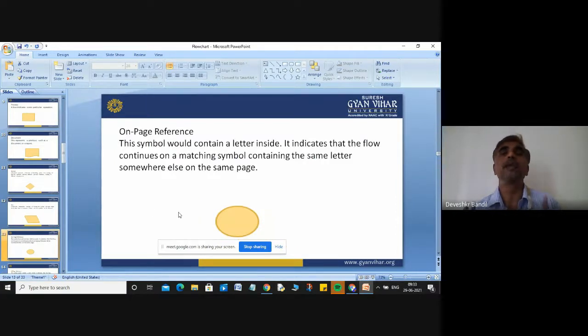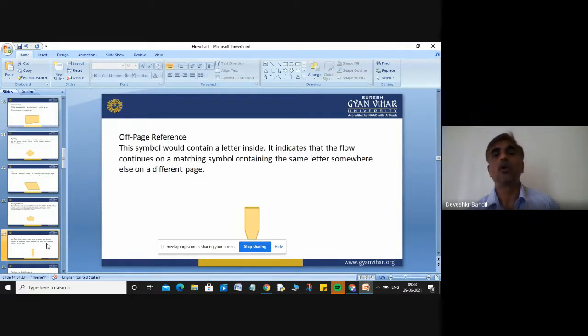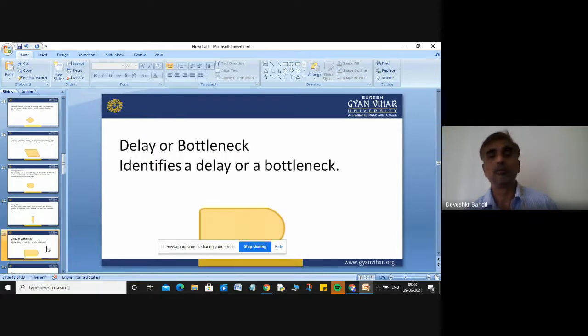And your on-page reference. This symbol will contain a letter inside. It indicates that the flow continues on a matching symbol containing the same letter somewhere else on the same page. Like your circle. And your off-page reference, this symbol would contain a letter inside. It indicates the flow continues on a matching symbol containing the same letter somewhere else on a different page. These symbols are not compulsory in your flowchart.